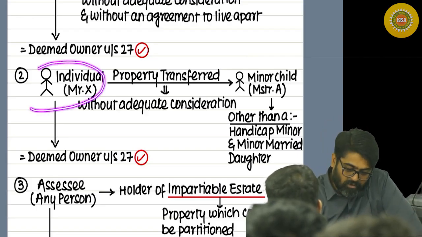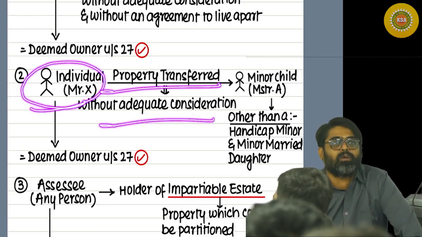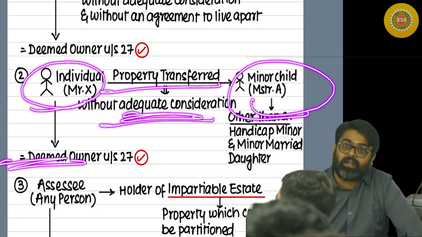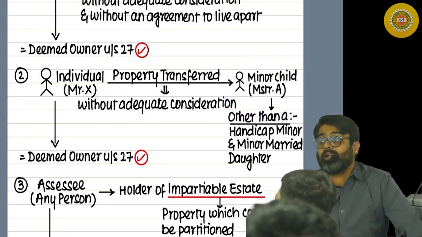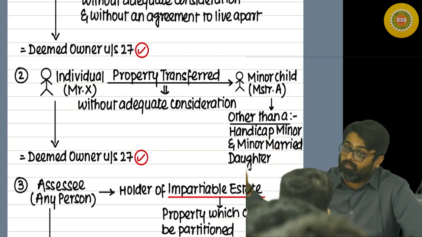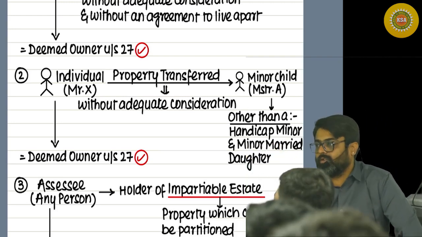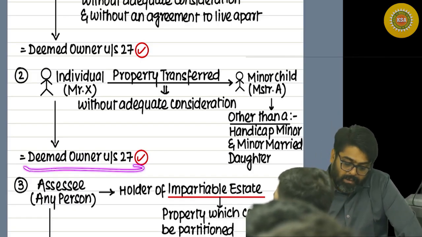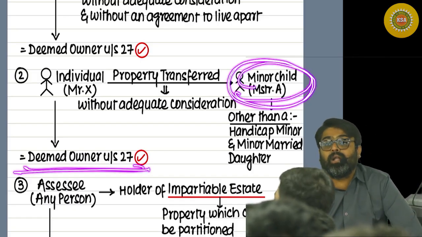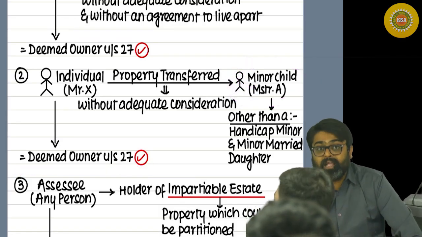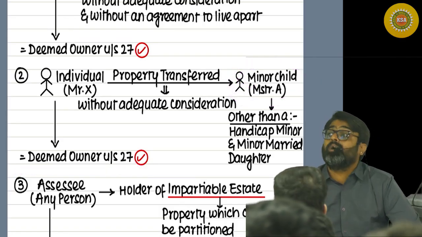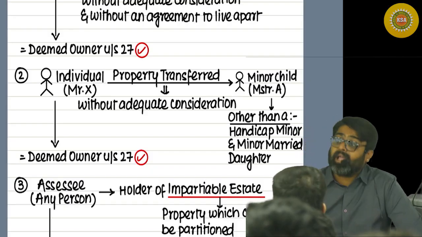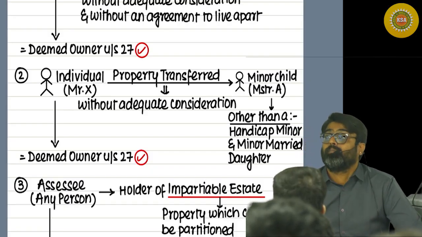That if any individual has transferred his property without taking adequate consideration to his minor child, then for this property also, this same individual will be treated as deemed owner. Income will not be taxable in the hands of the minor son, income will be taxable in the hands of the transferor individual only. Hello sir? Because he is the deemed owner. But this concept of deemed owner will be applicable only if this minor child is not a handicapped minor or not a minor married daughter. Not a handicapped minor, not a minor married daughter.